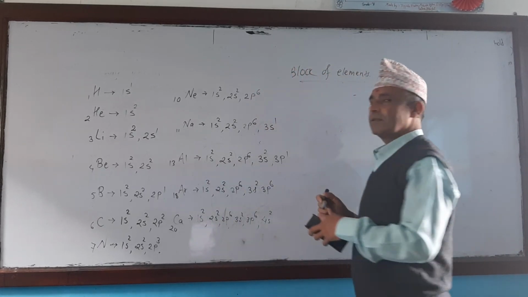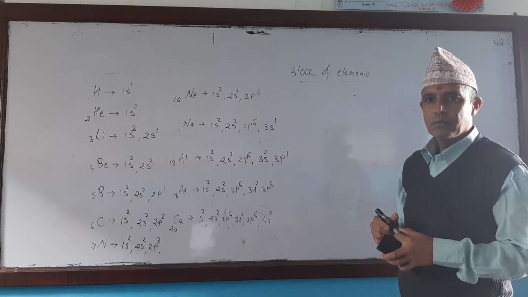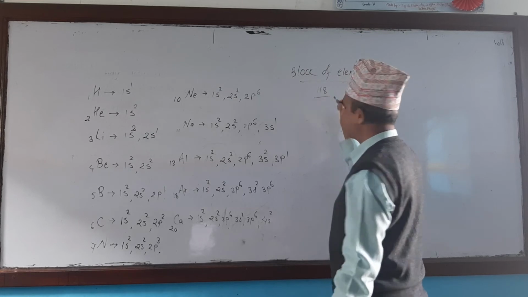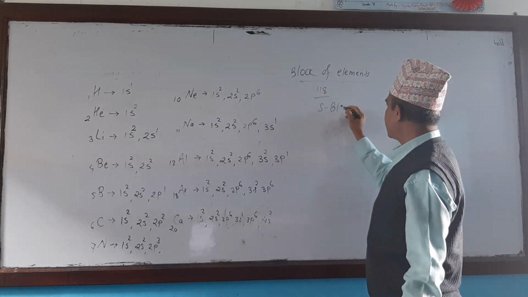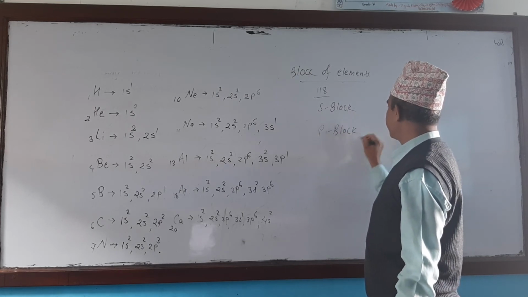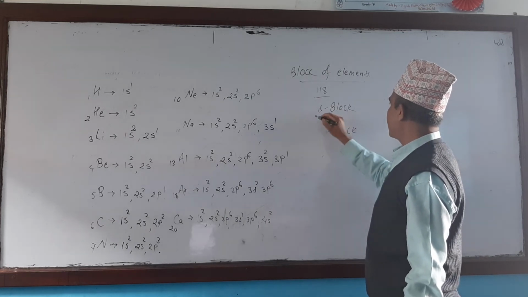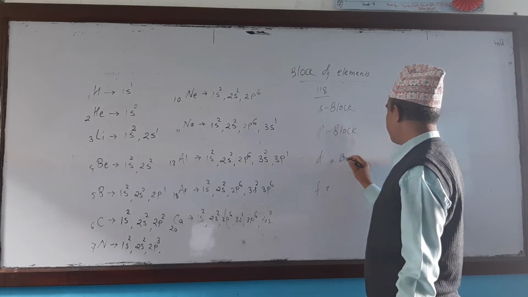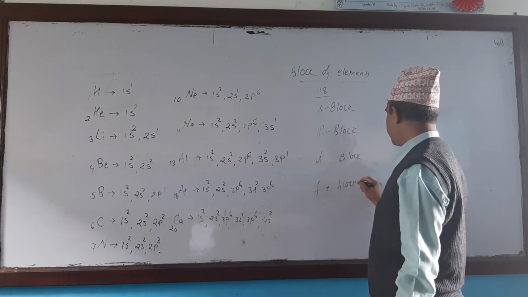How many blocks are there in the periodic table? 4 blocks. Altogether 118 elements are there. They are kept in 4 blocks. What are they? S block, P block, D block. We don't write capital here, okay? Small s, small p, small d, small f. S block, F block.